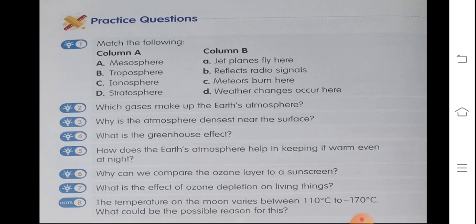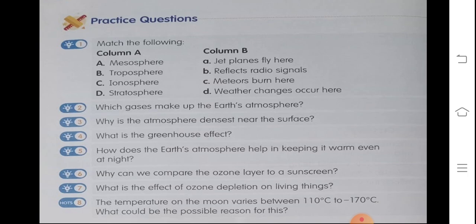Question number 7 is, what is the effect of ozone depletion on living things? So, ozone depletion causes the harmful ultraviolet rays to reach the surface of the earth. These rays cause sunburns, skin cancer and other skin diseases in humans. In plants, they cause reduced growth.